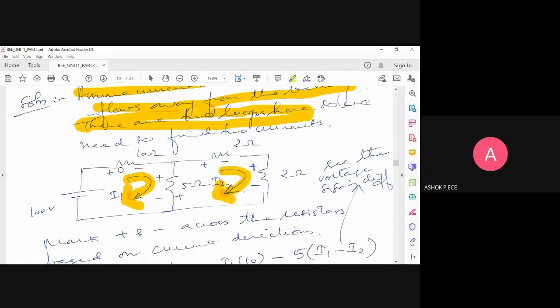And I'm marking the polarity, plus and minus, everywhere. Depending on the current flow in each of the loops, identify the polarity of each node. Resistors: you have a 10 ohm resistor, you have 5 ohm, you have 1, 2 ohm, and you have 1, 2 ohm. So 4 resistors, mark all the polarities based on the current flow.